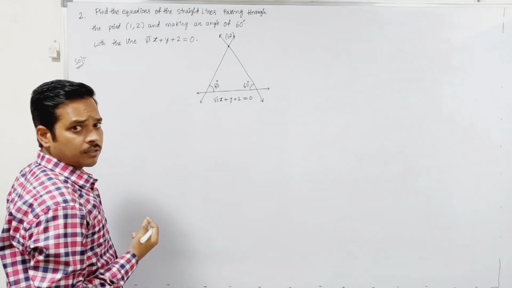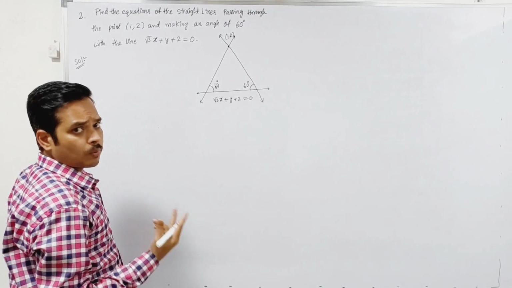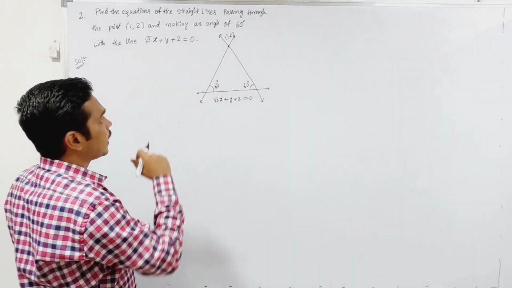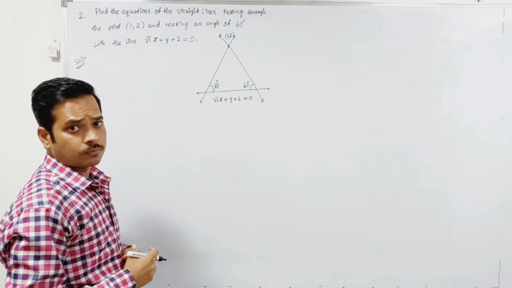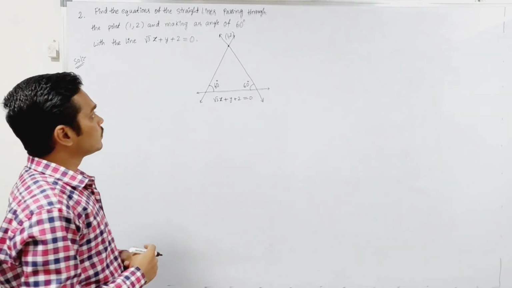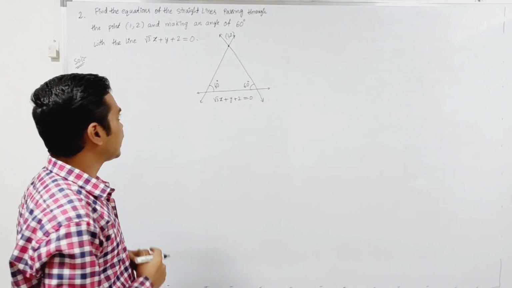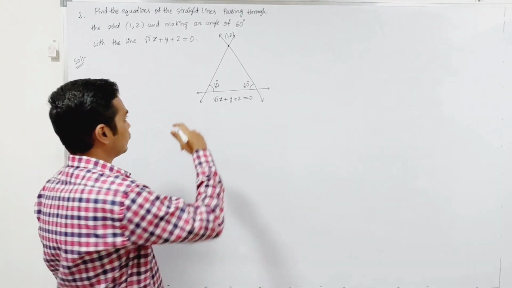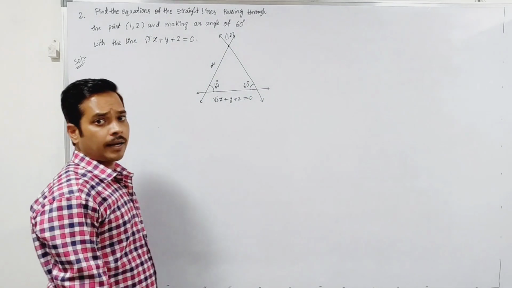How to find the equation of a straight line? If you know one point and one slope, or two points, or two intercepts, we can find it easily. In this diagram, the two required lines are passing through (1, 2), which means we know the point. If we know the slope of the required line, we can find it easily by using the slope point form of a straight line, that is y minus y1 equal to m of x minus x1. Let us assume the slope of the required line is m.